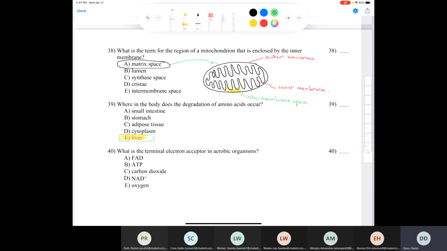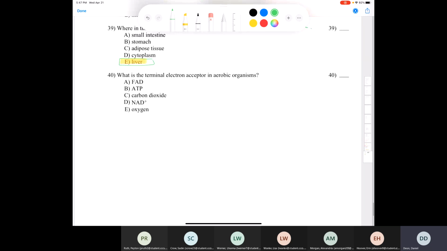And the last question is, what is the terminal electron acceptor in aerobic organisms? Could anybody answer this one here? We have the electron transport chain. The electrons get passed through the lipid bilayer across different enzymes. And then where do they end up after they run out of energy? What is the acceptor of the electrons at the very end of the electron transport chain? Could anybody tell me what's the electron acceptor?